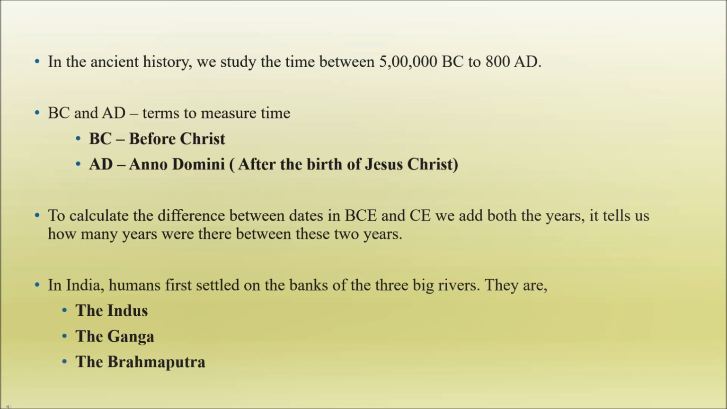And for calculating the time difference between BCE and CE, which means BC is called BCE and AD is called CE. So to calculate the time difference between BCE and CE, we add both the years given, and it tells us how many years were there between these 2 years. In India, humans first settled on the banks of 3 big rivers. Those 3 big rivers are the Indus, the Ganga, and the Brahmaputra.